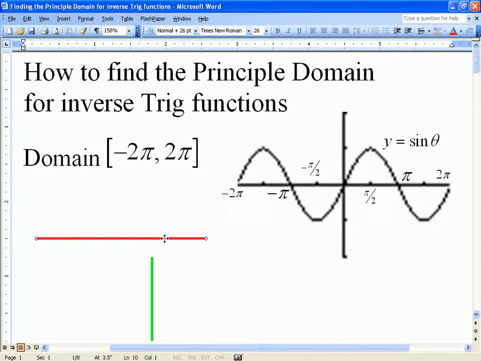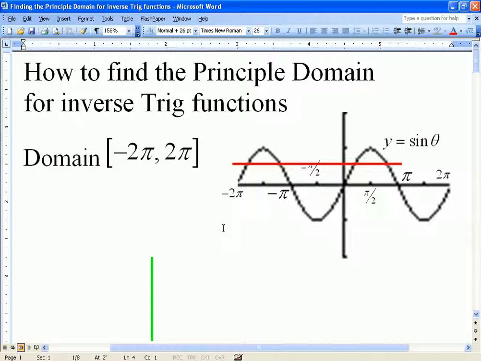Now, if I take this red horizontal line and move it over my sine graph, you can see that it is cutting it in 1, 2, 3, 4 places. And it's cutting it in 4 places only because the domain is from negative 2 pi to 2 pi. Remember that the sine theta function really carries on from negative infinity to positive infinity. So a horizontal line would actually cut it in an infinite number of places. This means that the inverse of the sine function is not a function.